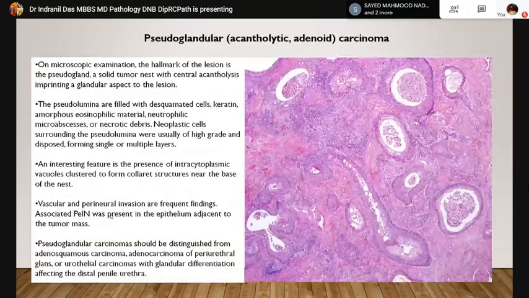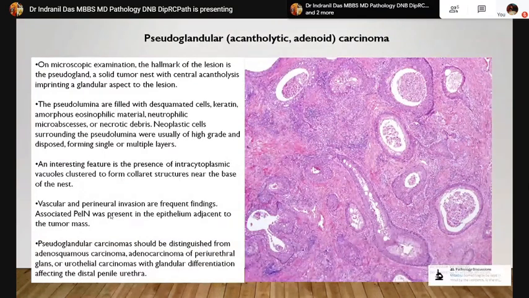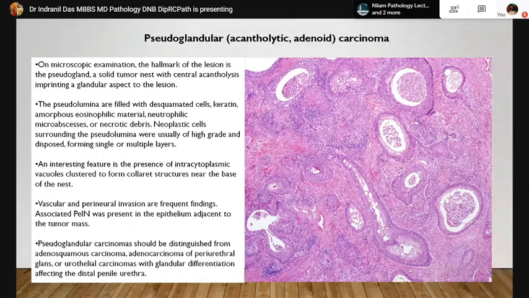Now, pseudoglandular or acantholytic carcinoma. Under microscopic examination, this tumor shows pseudoglands. These are basically pseudolumina filled with desquamated malignant cells, keratin, and amorphous eosinophilic material. An interesting feature is the intracytoplasmic vacuoles clustered to form cribriform structures.